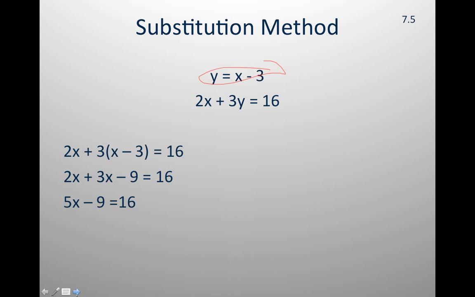Okay, and so as we're working through this problem, we can see that, that answer is going to be 5 because 25 minus 9 is 16. Okay, and so in this case, x equals 5. Okay, and so we can just plug the value for x into the first equation, and 5 minus 3 is 2.